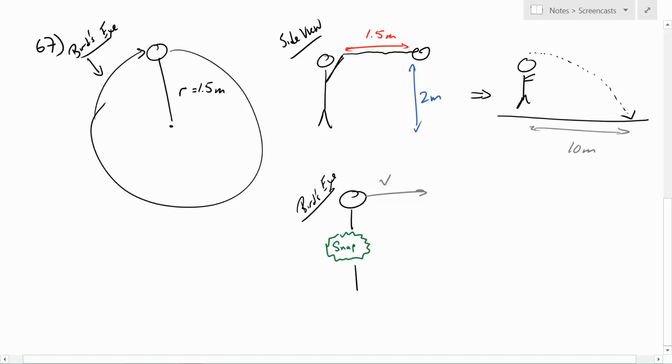Now, it hits the ground at a distance 10 meters away. And so the question is, what is the magnitude of the centripetal acceleration of the stone during the circular motion? Which is basically asking, what's v? And so, more or less, we need to solve this projectile motion problem.